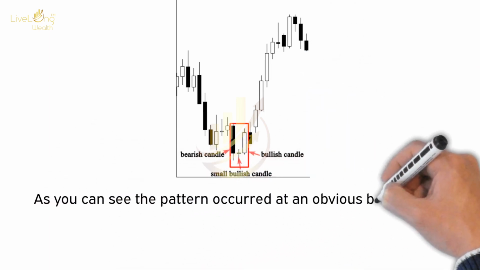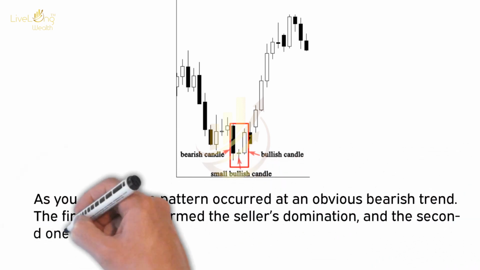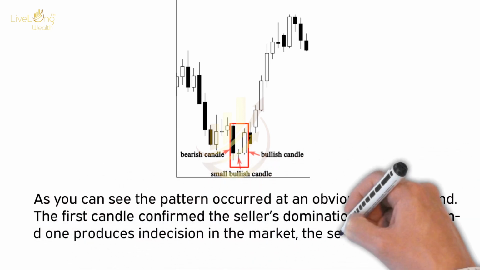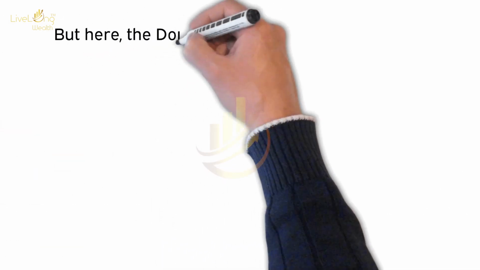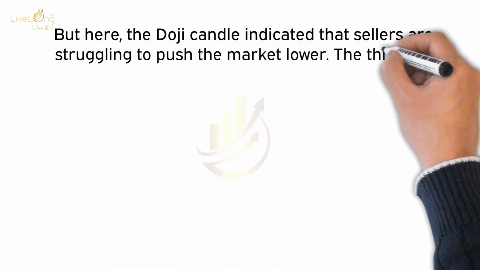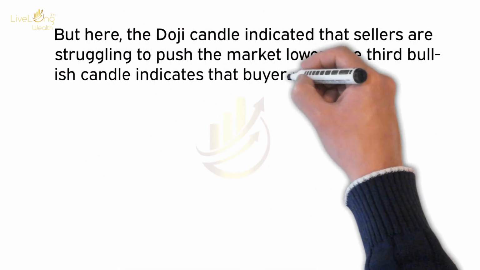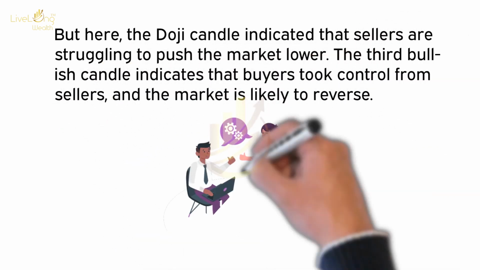As you can see, the pattern occurred at an obvious bearish trend. The first candle confirmed the sellers' domination, and the second one produces indecision in the market. The second candle could be a doji or any other candle. But here, the doji candle indicated that sellers are struggling to push the market lower. The third bullish candle indicates that buyers took control from sellers, and the market is likely to reverse.